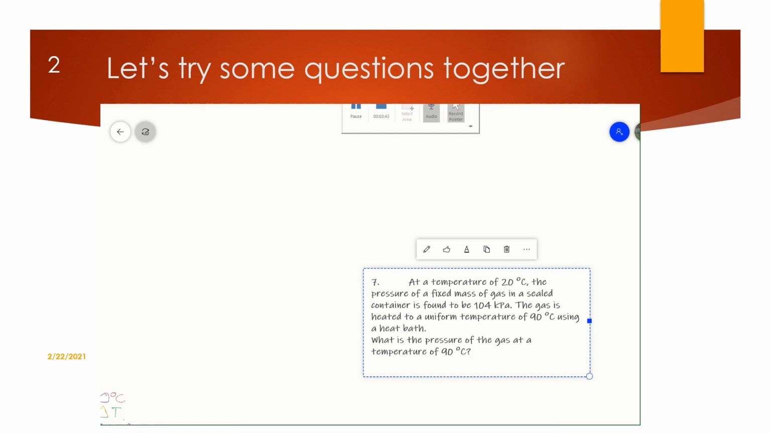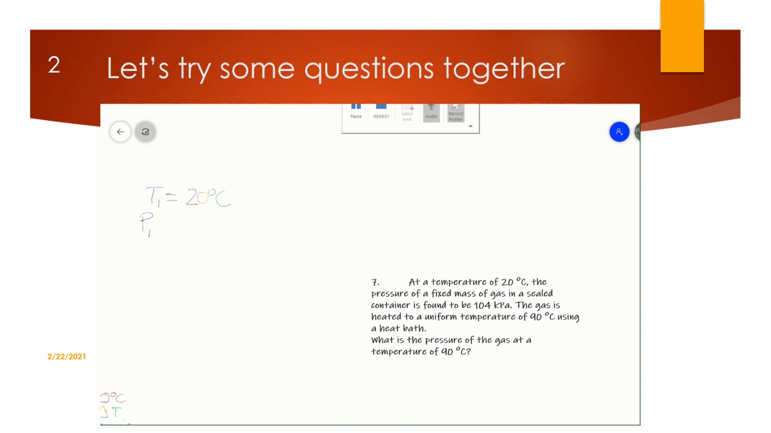So let's look at this question 7 here. Question 7, at a temperature of 20 degrees Celsius, so we call that T1 because it's the first temperature given, the pressure of a fixed mass of gas in a sealed container, so that's the pressure that goes with that temperature, is 104 kilopascals. And don't forget this, kilopascals. We'll discuss that later. The gas is heated to a uniform temperature of 90 degrees Celsius. What is the new pressure?